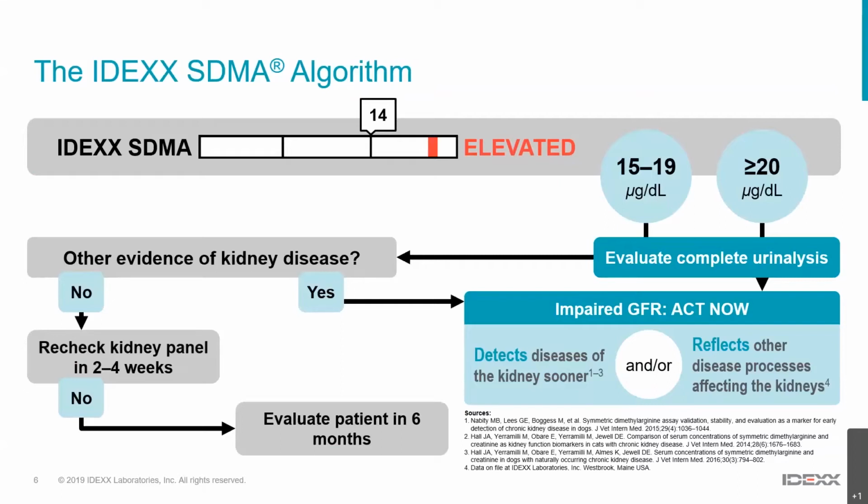months' time. If when you recheck the panel in 2 weeks' time, SDMA remains persistently elevated, even if we don't think there are other signs of kidney disease present, we recommend that you follow the IMM protocol with these patients, because that persistent elevation is telling us that that patient's GFR is remaining impaired and we want to act now.